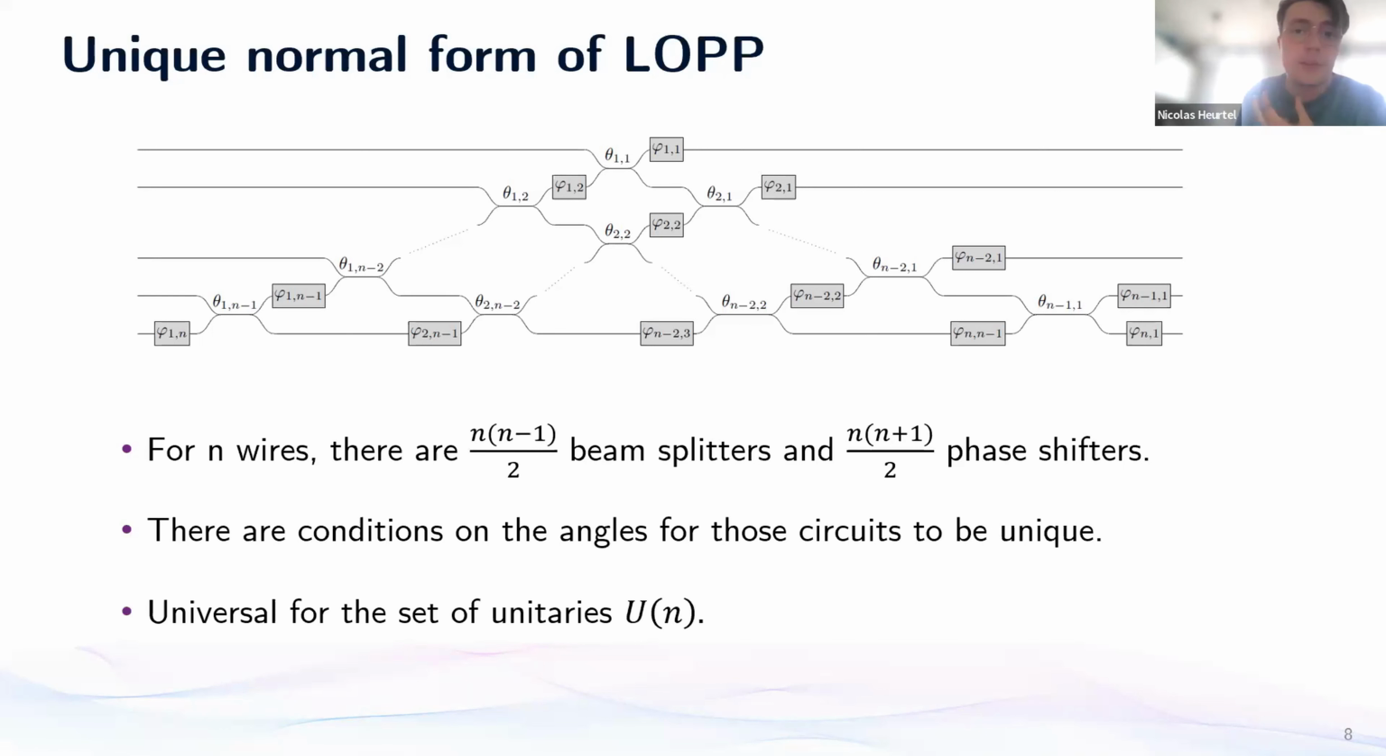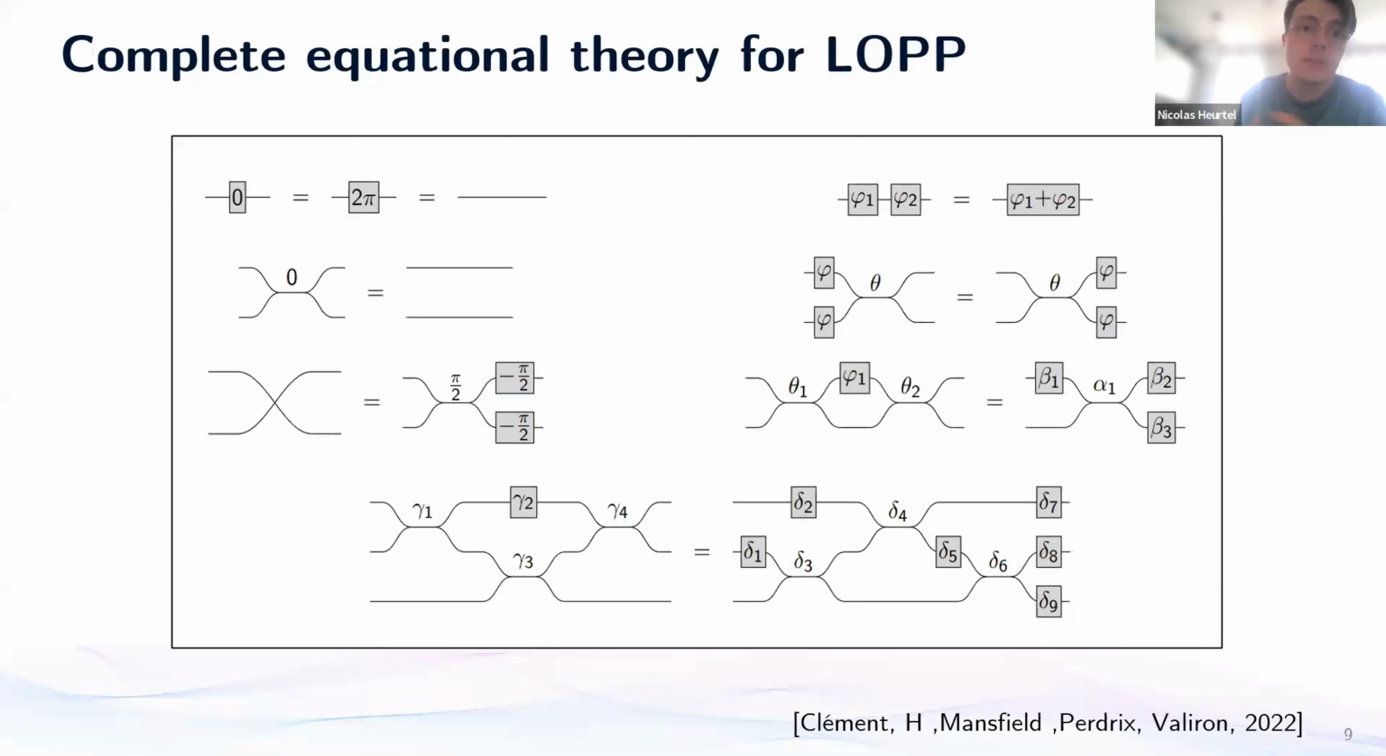With that unique normal form, we had a complete equational theory. It was joint work with Alexandre Clément, Shane, Simon, and Benoit, and we basically introduced a complete equational theory. Some equations are quite easy to understand, like if you have zero phases, you have the identity. Others are a bit more complex, in particular the last one. You can see it as a computation of rotations and phases where you invert the order of the rotations, and so you have some phases there. It was the first complete equational theory for that type of circuits.